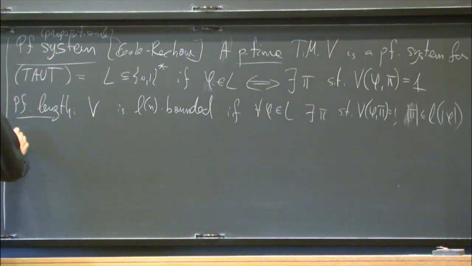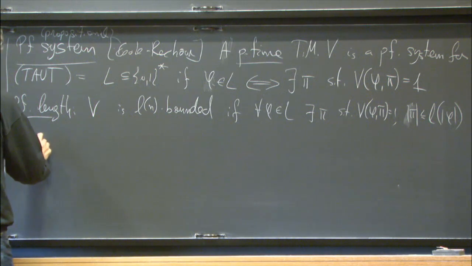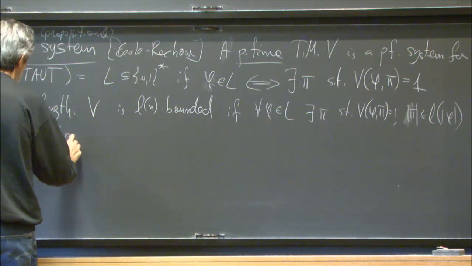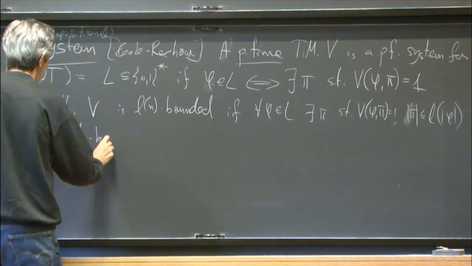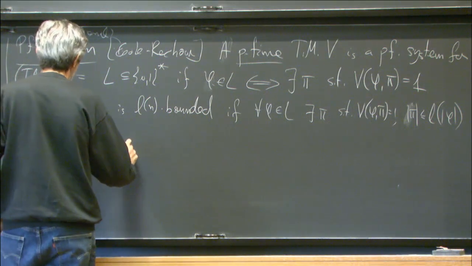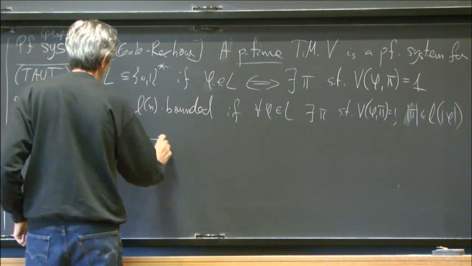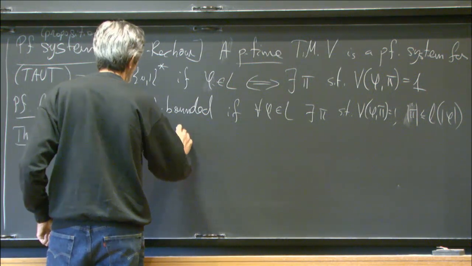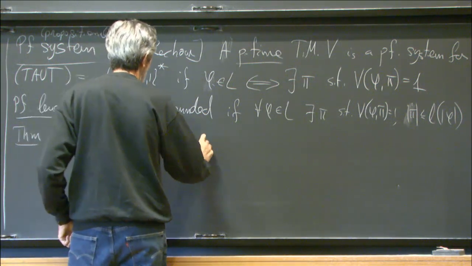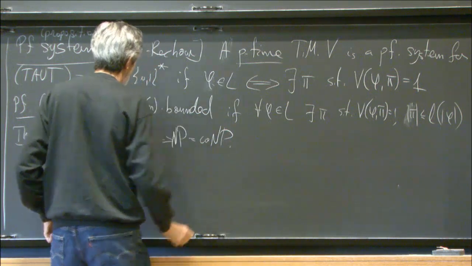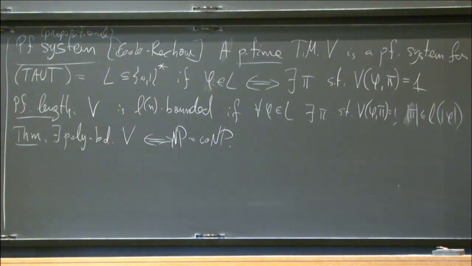So the main question we talked about is, are there polynomially bounded proof systems? And we mentioned this theorem of Cook and Reckhow: there is a polynomially bounded proof system V if and only if NP equals co-NP. So you can think of trying to prove lower bounds for various proof systems as trying to refute this equation in stages.